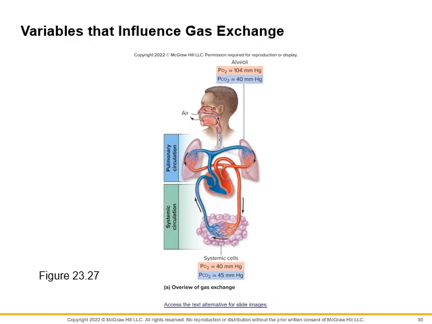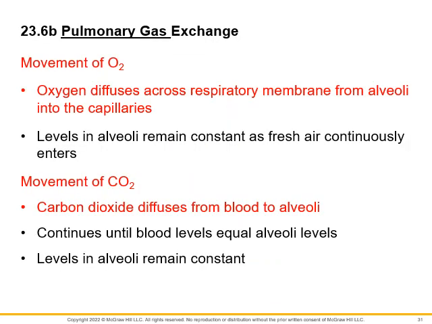Now we're going to move into variables that influence gas exchange. So just to put this picture up again, we know pulmonary circulation is what happens in the lungs at the pulmonary capillaries. Systemic circulation is happening at the tissue level, and we can see those systemic capillaries. So we start here with pulmonary gas exchange. So this is the movement of oxygen. So oxygen is going to diffuse across the respiratory membrane from the alveoli into the capillaries. The movement of carbon dioxide. Carbon dioxide is going to diffuse from the blood to the alveoli.